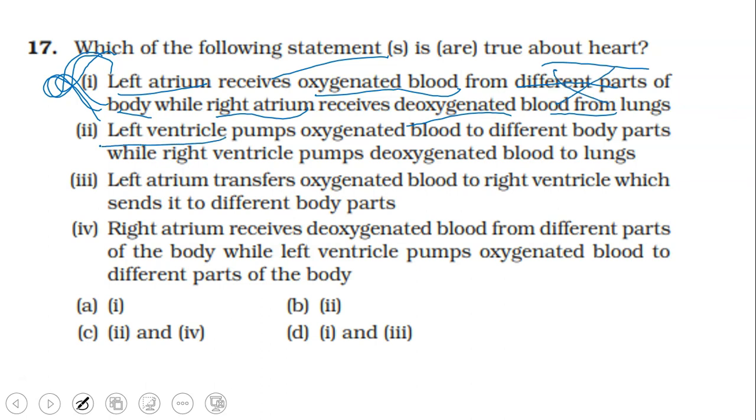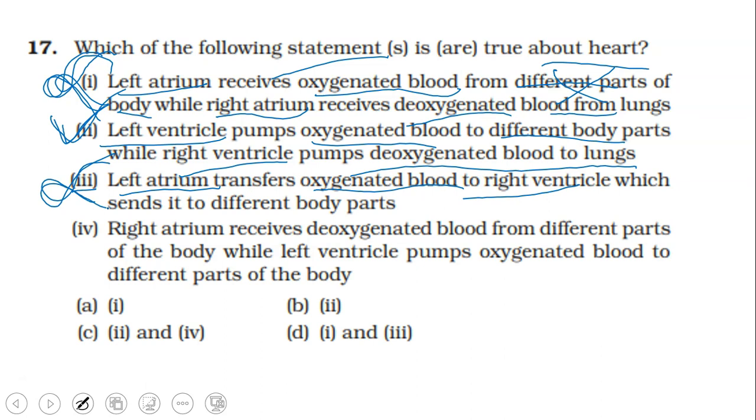Second option: the left ventricle pumps oxygenated blood to various parts of the body, while the right ventricle pumps deoxygenated blood to the lungs. This is true, because it's correctly representing the functions of each chamber of the heart. Third option: left atrium transfers oxygenated blood to right ventricle. This is false, because we know the left atrium transfers the blood to the left ventricle. There's no cross exchange of blood between the left and right chambers.